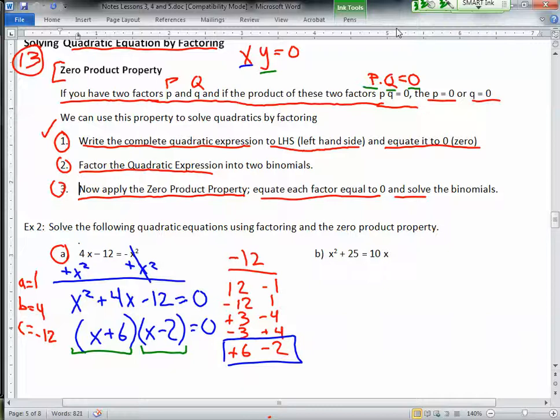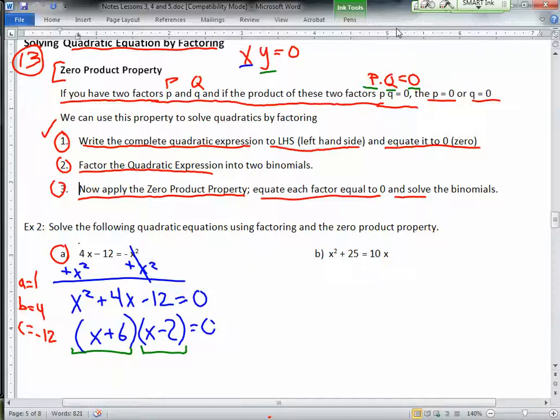Okay, so here's what I'm going to do. You guys can do this on another piece of paper. I'm going to erase this so I have some space to work right here. I'm going to set this up into 2 equations and set them both equal to 0. So I'm going to do x plus 6 equals 0 or x minus 2 equals 0. With me so far?